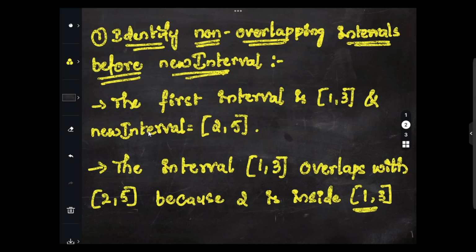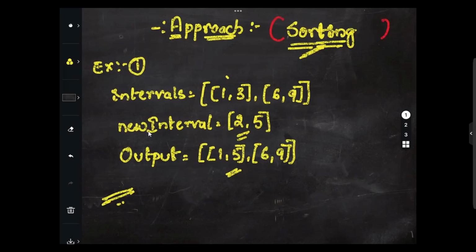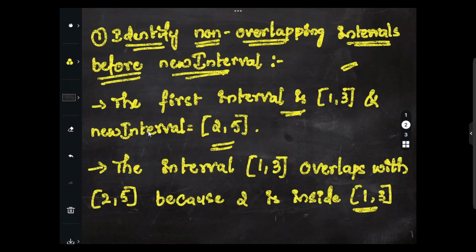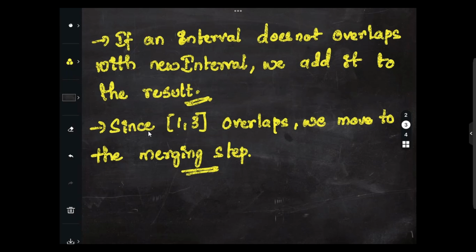The first step is identifying the non-overlapping intervals before the new interval. The first interval is 1 comma 3 and the new interval is 2 comma 5. The interval 1 comma 3 overlaps with 2 comma 5 because 2 is inside 1 comma 3, meaning 1 to 3.